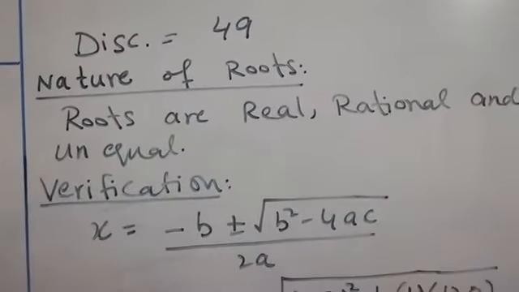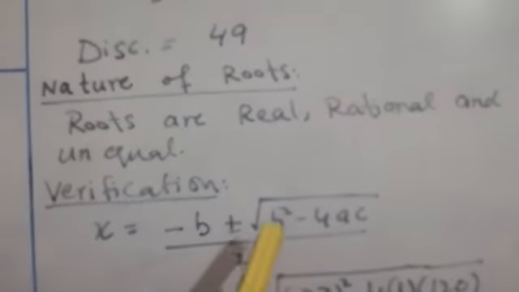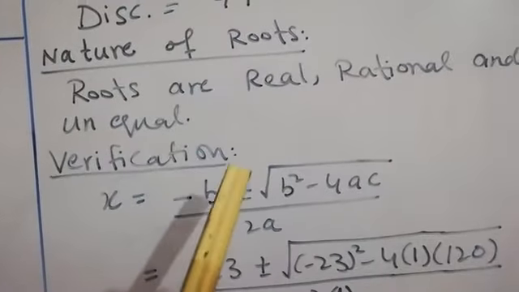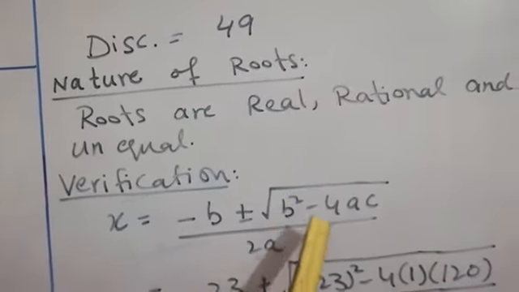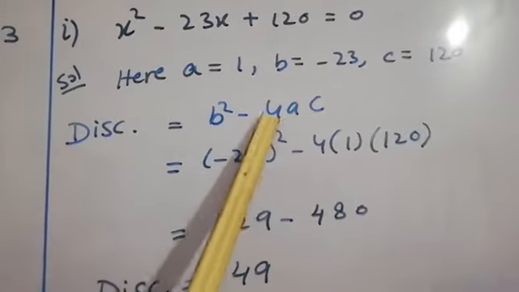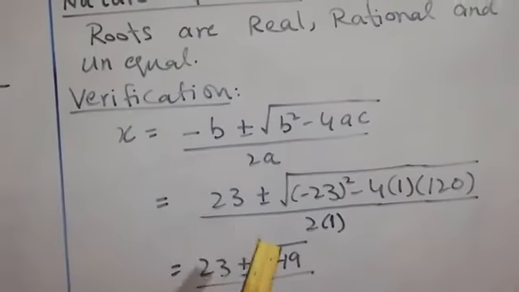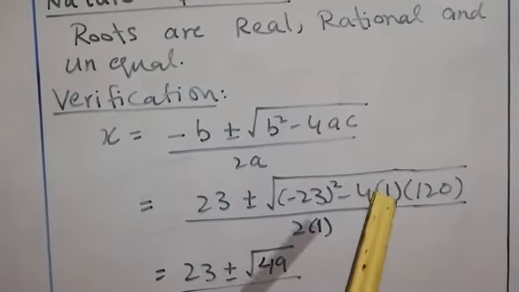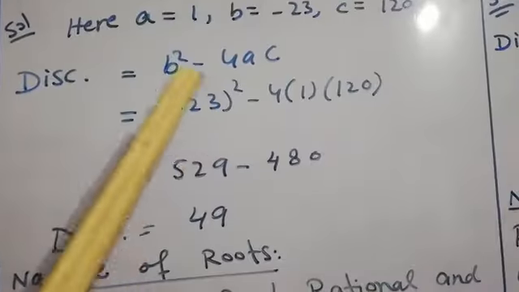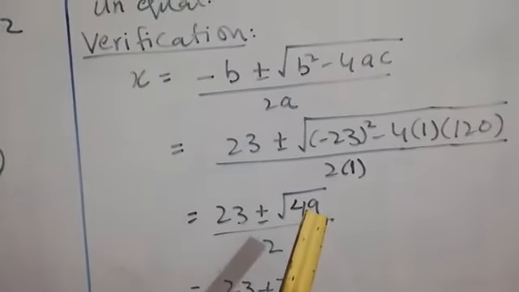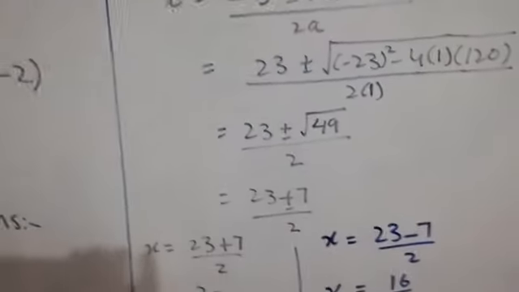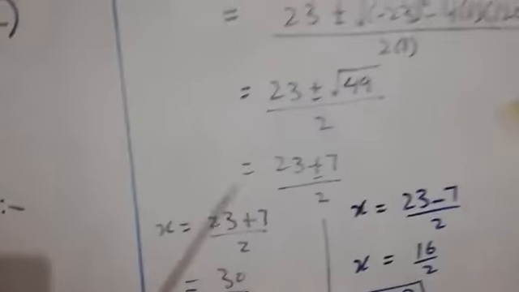Now we will verify our result. First of all, we will write the quadratic formula: x is equal to minus b plus minus square root of b square minus 4ac, divided by 2a. Dear students, you can see that this is the discriminant, b square minus 4ac. The formula of the discriminant is also b square minus 4ac. So we will put the values of a, b and c in this quadratic formula. We have solved this in our part, so we will just write the answer of the discriminant, which is 49. Now we will take the square root of 49 and we will get plus minus 7.